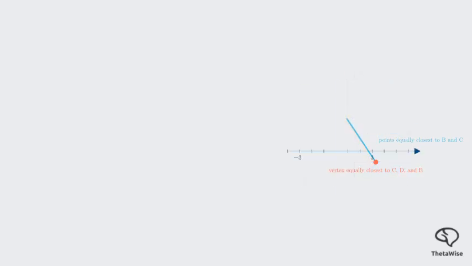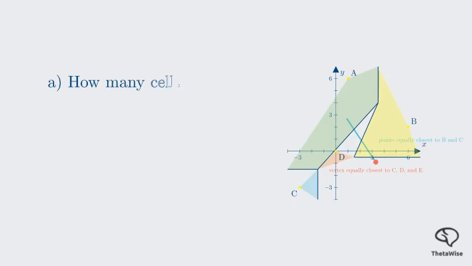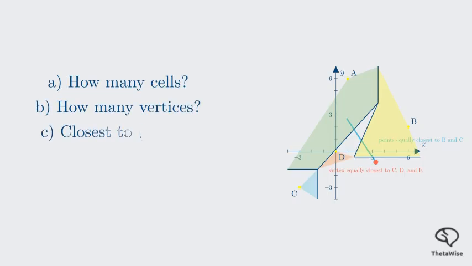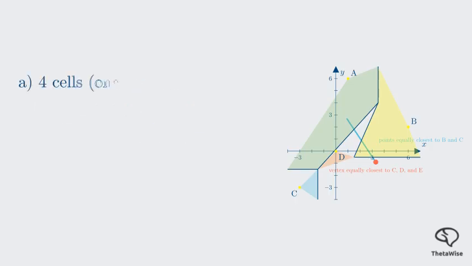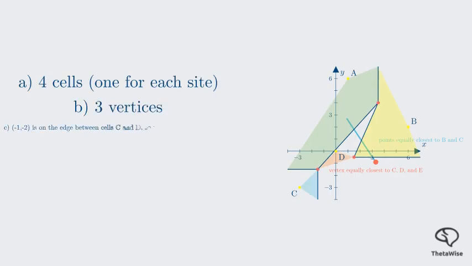Here's a quick exercise. Take a moment to think about this diagram. How many cells does it contain? How many vertices? And which site is closest to the point (1, 2)? If you said 4 cells, that's correct, 1 for each site. 3 vertices, and the point (1, 2) is closest to sites C and D because it lies on the edge between their cells. Excellent.